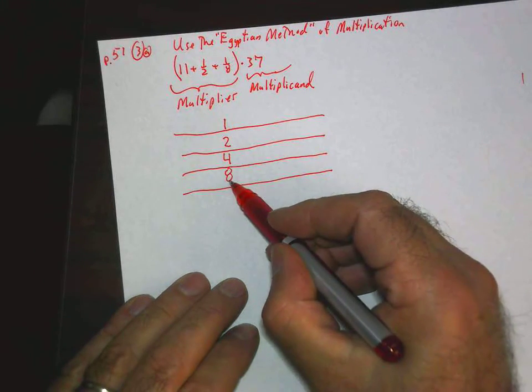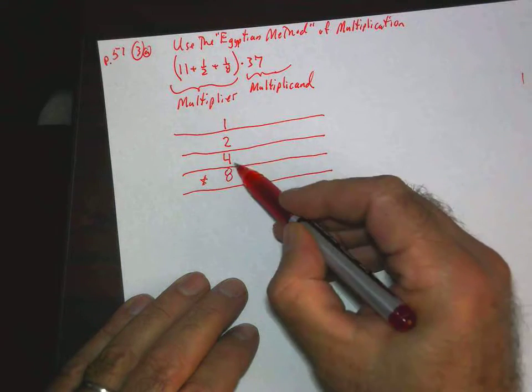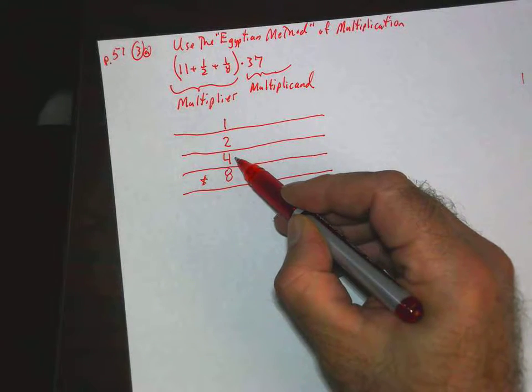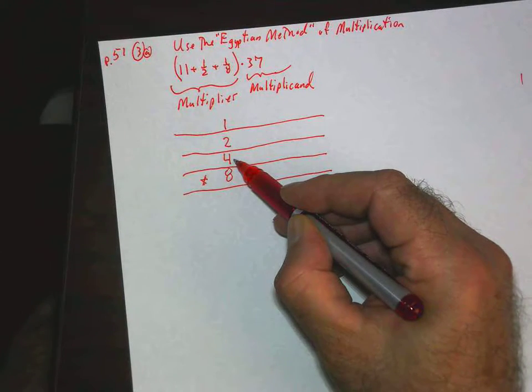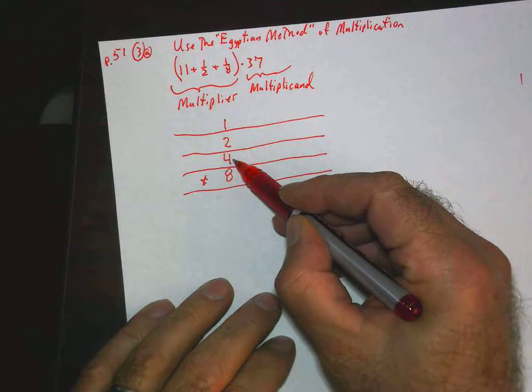So we start with the largest power of 2. We add that to the sum. Then go to the next largest power of 2. If we add this to the sum, though, we're going to break the bank. We're going to get something that's larger than our multiplier. So we don't add 4 to the sum.